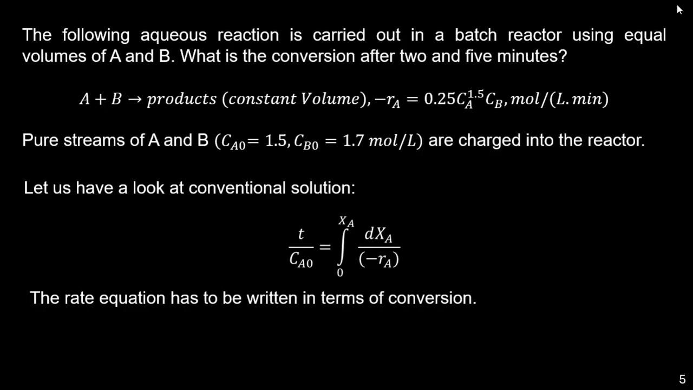Now let us take one batch reactor case study and see how it is conventionally addressed, solved, or analyzed. This is the statement of the problem. The reaction is A plus B giving products and it is non-elementary. Reaction orders are 1.5 and 1. Equal volumes of pure A and pure B streams are charged into the reactor. The initial concentrations of the individual streams are 1.5 and 1.7 mole per liter. The question asked in the problem is, what is the conversion after 2 minutes and 5 minutes?